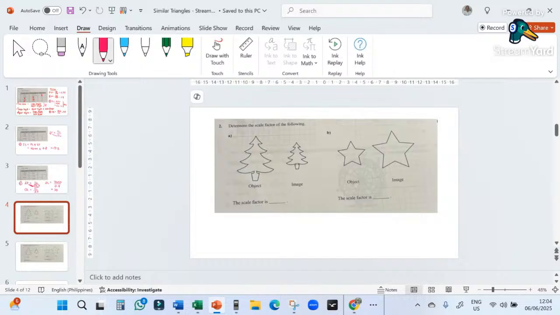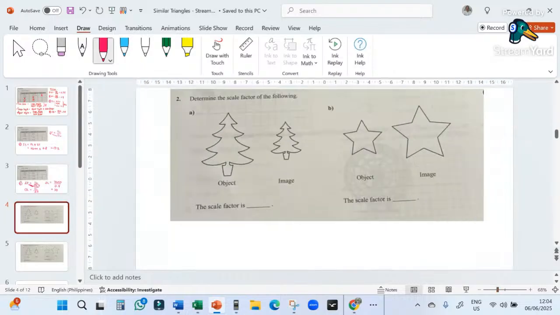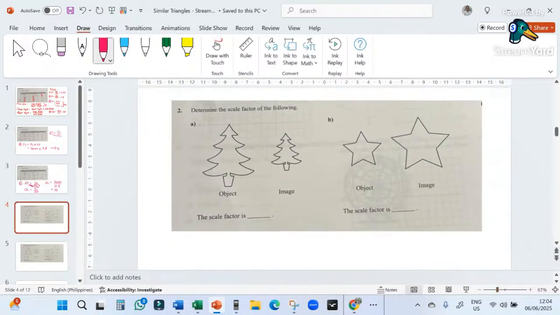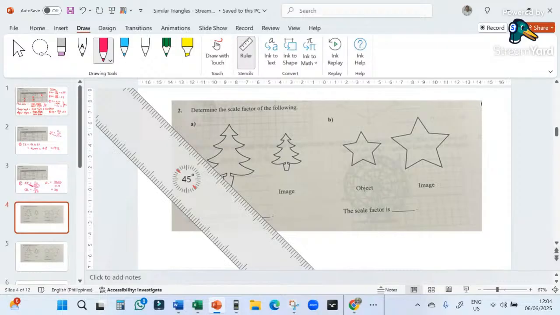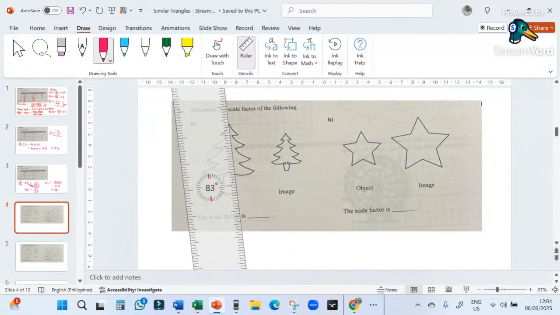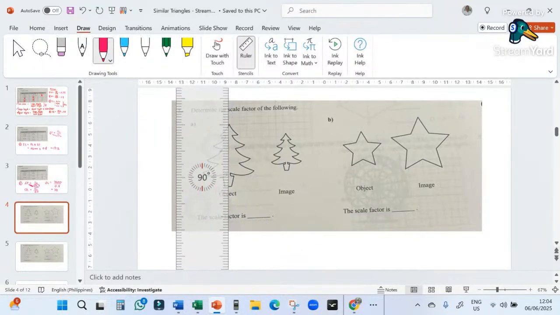For this part of the worksheet, determine the scale factor of the following. There are no given values, so you need to use your ruler. We have to pull out our ruler and measure the original length and the image, the object and the image. As per my scale, that would be 1, 2, 3, 4, 5. You can use any scale.